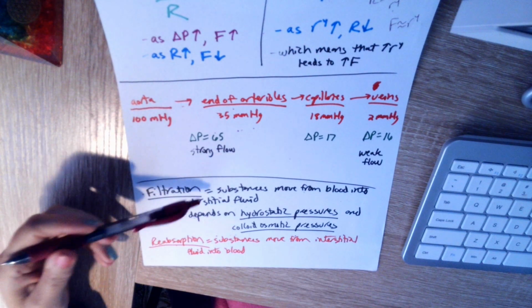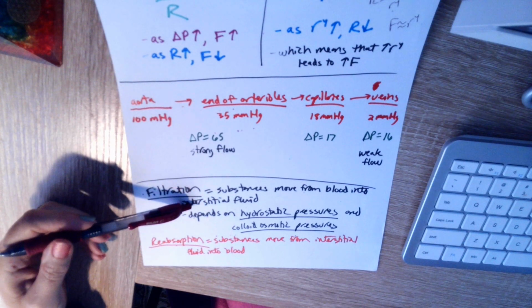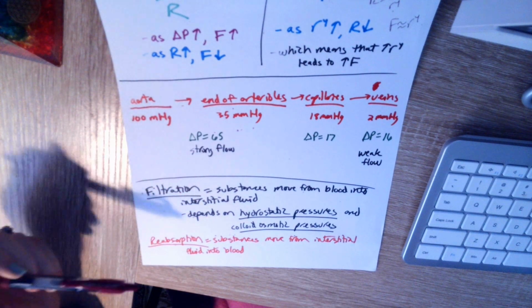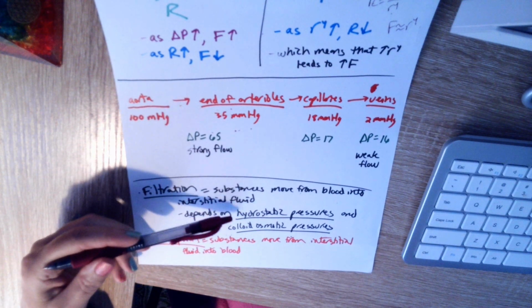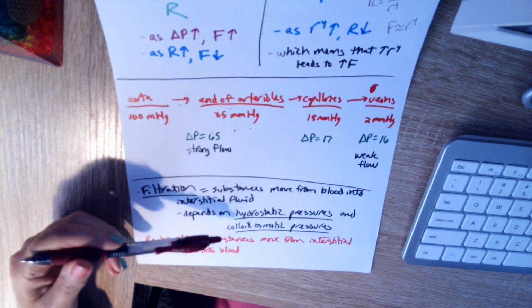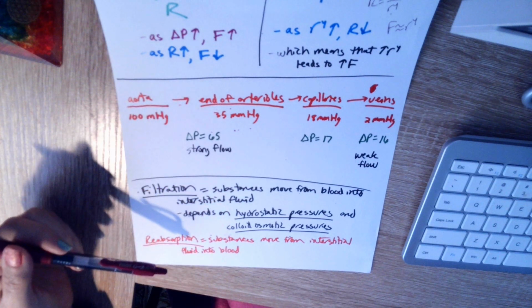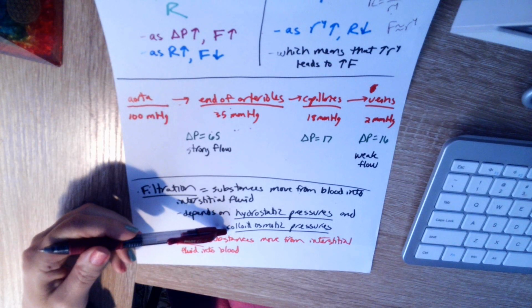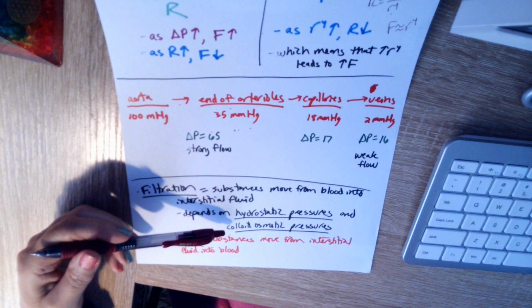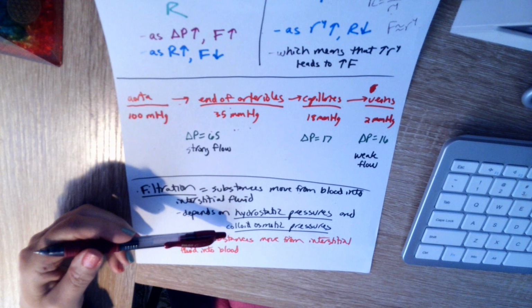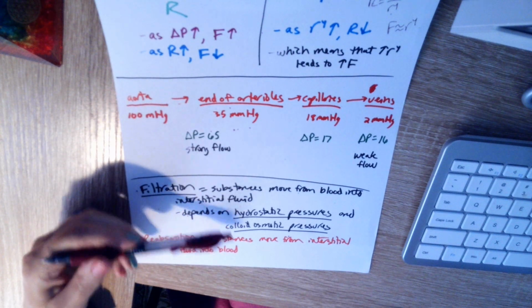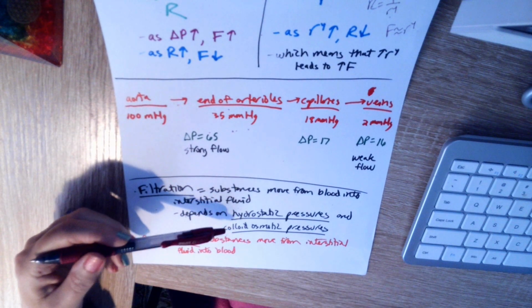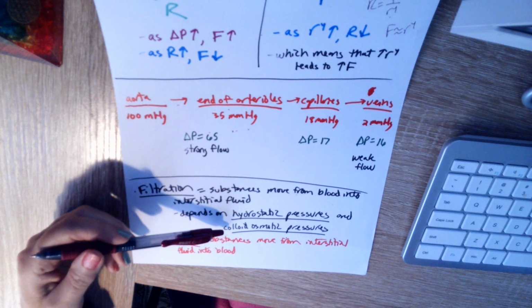Filtration, we already said, is where substances go from the blood into the interstitial fluid, so we're delivering to a tissue. The things that are going to affect that are hydrostatic pressures, which essentially is blood pressure compared to the pressure of the interstitial fluid, and then something called colloid osmotic pressures, which has to do with what we said before about how proteins help to attract water, ions, solutes, things like that. Colloid just means a fluid that has protein suspended in it.